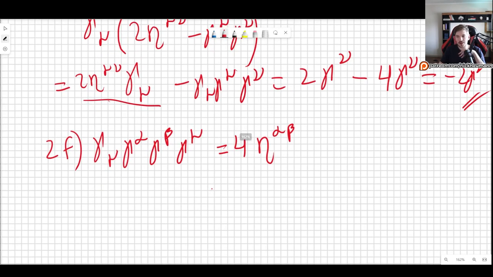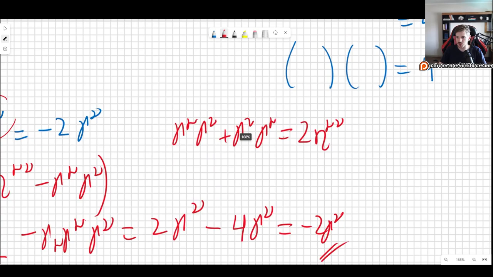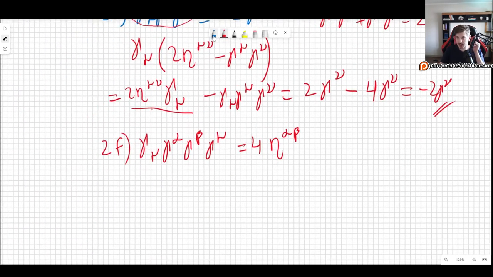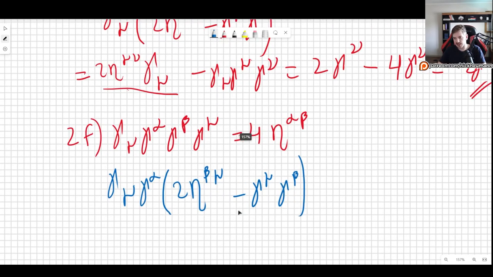So let's anti-commute gamma beta and gamma mu. How do we do that? The Clifford algebra, once again, you are indeed correct. Exactly the same thing that we just did, right? This expression right here. I was not kidding. The Clifford algebra is super important. I really was not kidding. So gamma alpha, and then instead of this, I have 2 times eta beta mu minus gamma mu gamma beta. It's the same that we did before, but now, of course, our labels are a bit different.